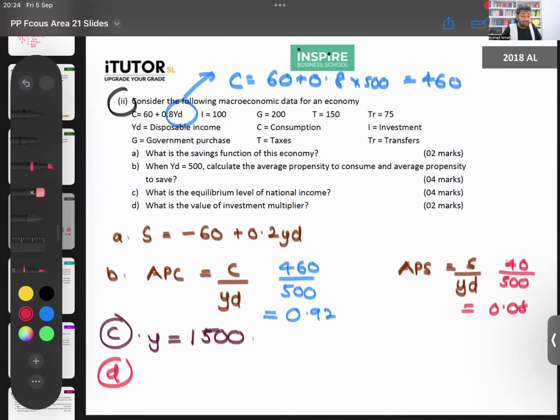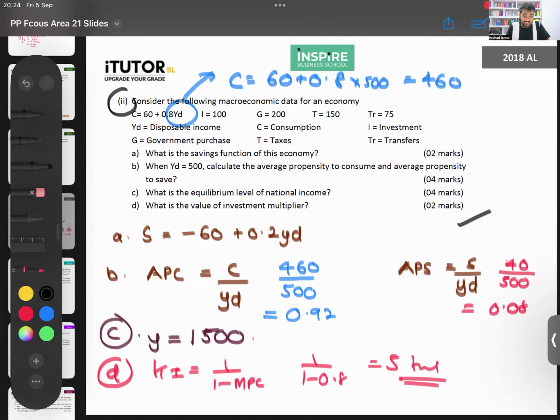What is the value of the investment multiplier? Easy, MPC is 0.8. How much is your investment multiplier? 1 over 1 minus MPC. 1 over 1 minus 0.8. Or you can say 1 over MPS, same thing. You'll get 5. How about that, 12 out of 12? You can jump up and down if you get a question like this in your paper. It's one of the easiest questions ever.